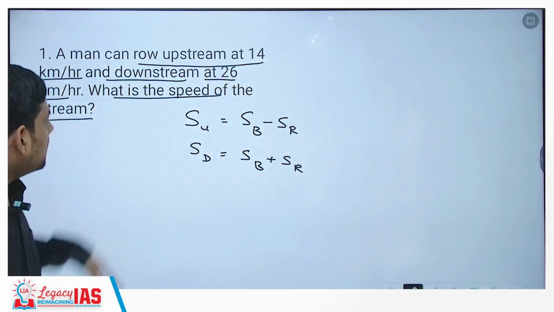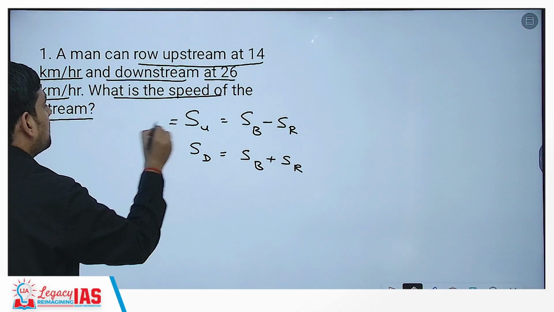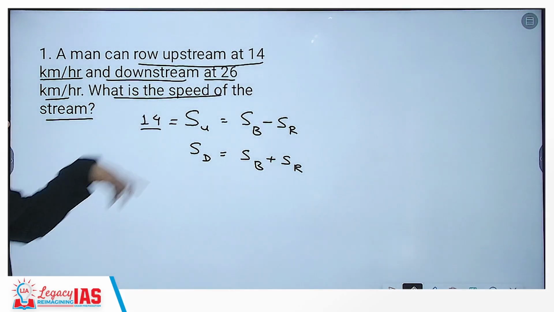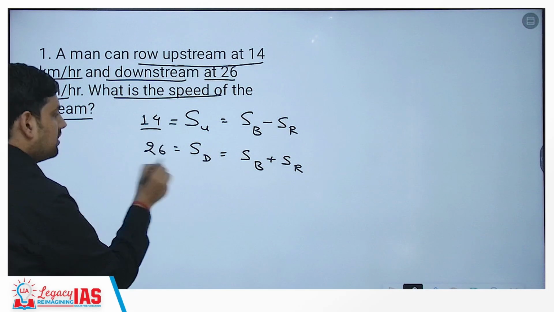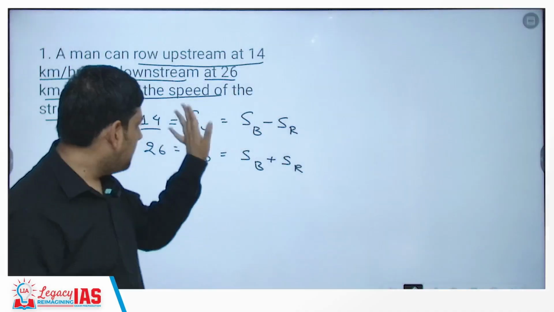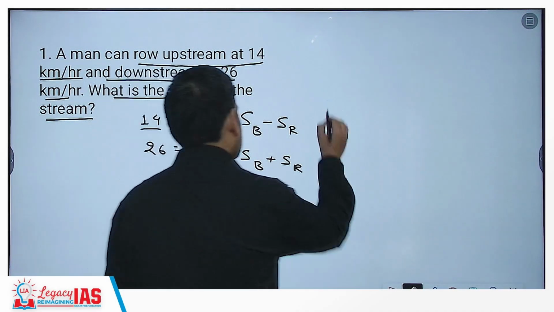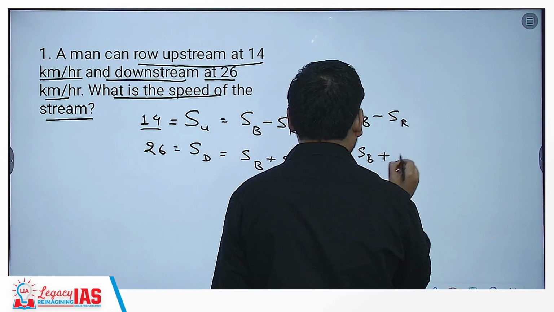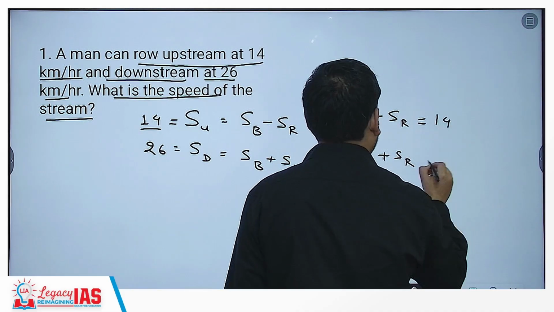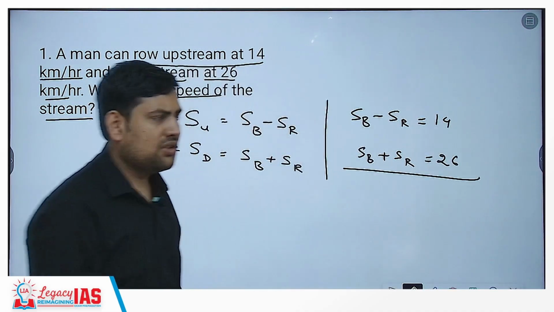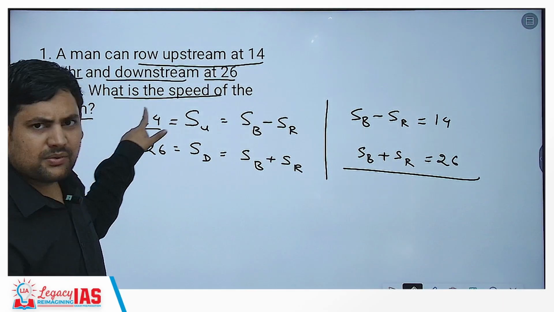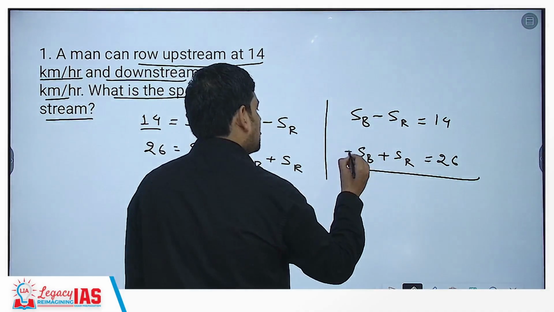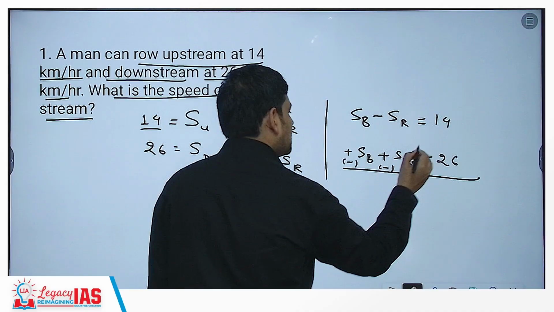Now, what is given in the question? A man can row upstream at 14 km per hour, so this is equal to 14, correct? And downstream at 26 km per hour, so this is equal to 26. Now you have to solve these two linear equations, and you've already learned how to solve linear equations like these. You have to find the speed of the stream, so you can subtract both of these equations. This plus will become minus, this plus will become minus, this plus will become minus.